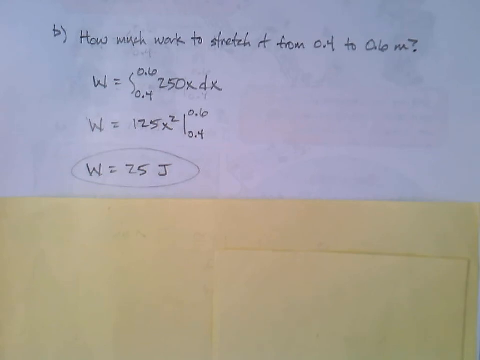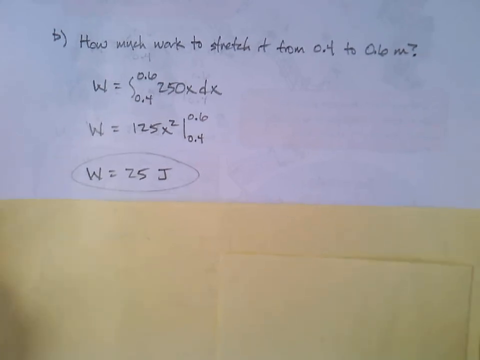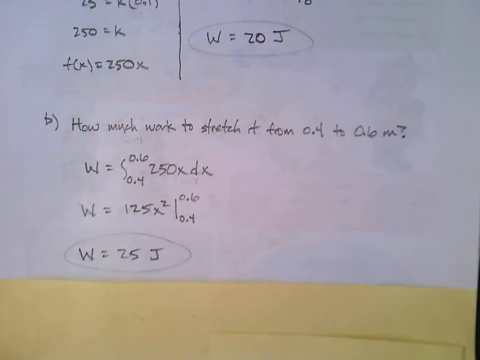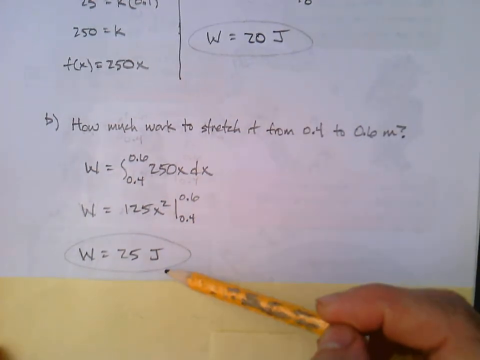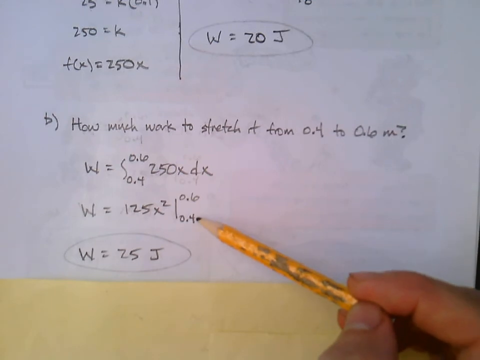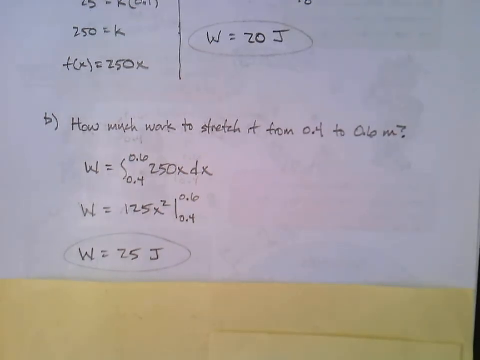Turns out the work is 25 joules to go from 0.4 to 0.6, which maybe is surprising, maybe not, right? So only 20 joules to go from 0 to 0.4, but to go from 0.4 to 0.6, only half the distance, but it's that extra bit. That's another 25 joules. So it's definitely getting more difficult to stretch this spring as it gets further away from its happy place, from it being at rest.